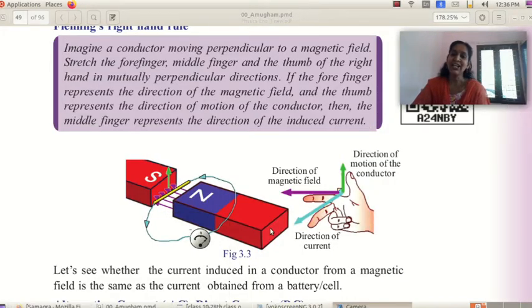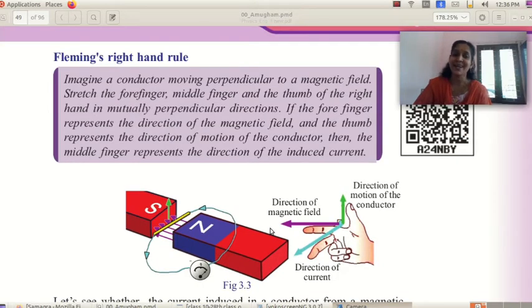So I think you understood the Fleming's right hand rule. You already studied the left hand rule in the previous class. Now you study the right hand rule also. Okay?